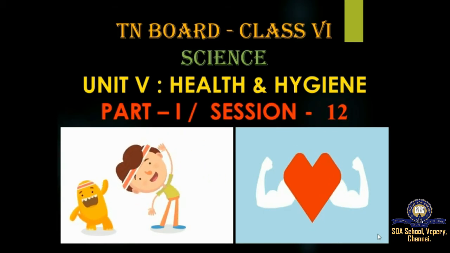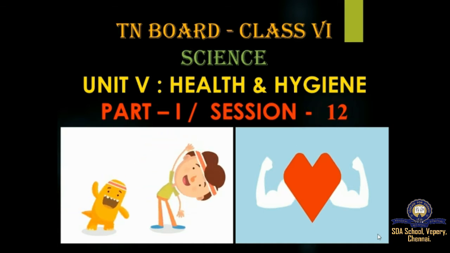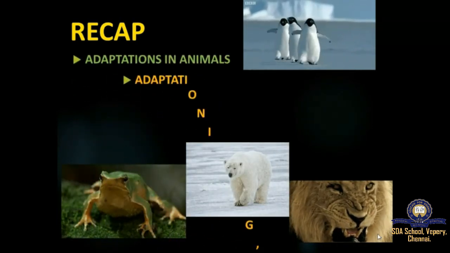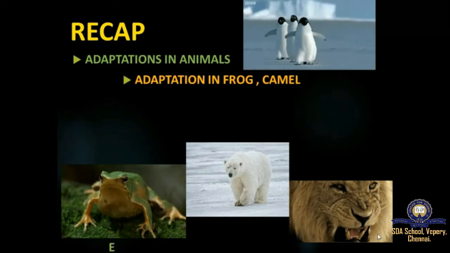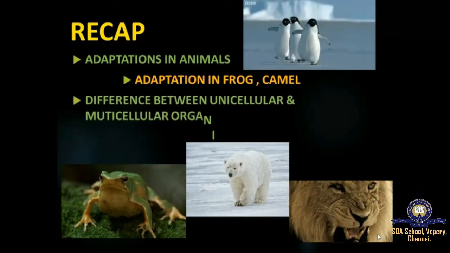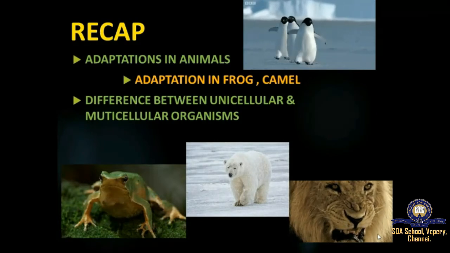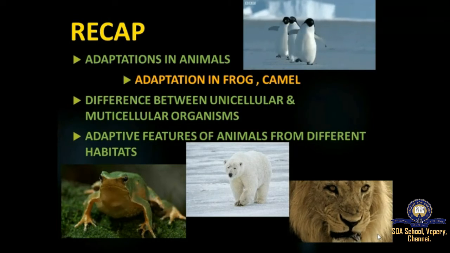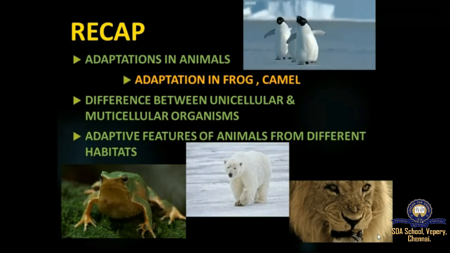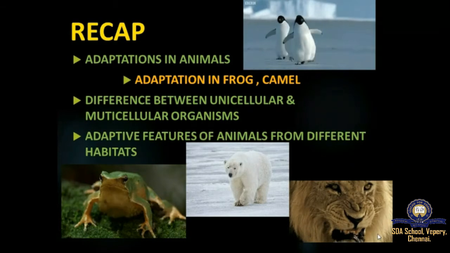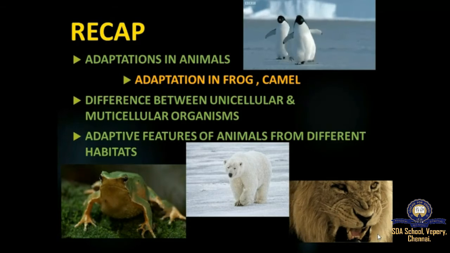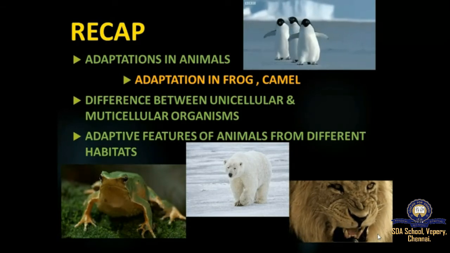Before we move on to today's class, we'll have a recap of what we learned in the previous class. First we looked into the adaptation in frog and camel, and next we moved on to the difference between unicellular and multicellular organisms. At last we saw the adaptive features of animals from different habitats: polar bear, penguin, mountain goat, and lion. Do you all remember?